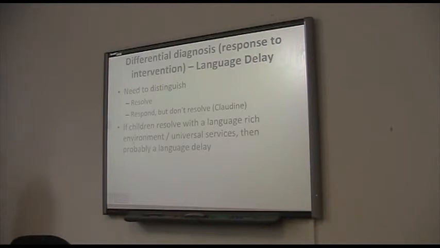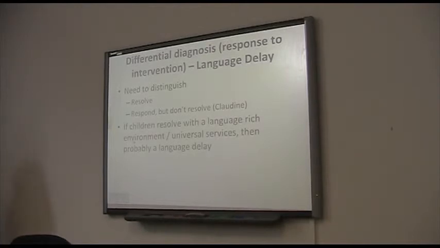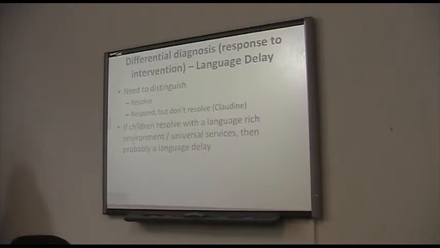So maybe if children resolve with a language-rich environment or good universal services and good input in the schools, then maybe they've actually got a language delay. Maybe part of the way of diagnosing a disorder versus a delay is actually, did they respond to that general good environment? And if they didn't, then maybe it's a disorder. And if they did, maybe it was only a delay and it could have been because of social disadvantage, English language learners, etc., as Julie discussed.